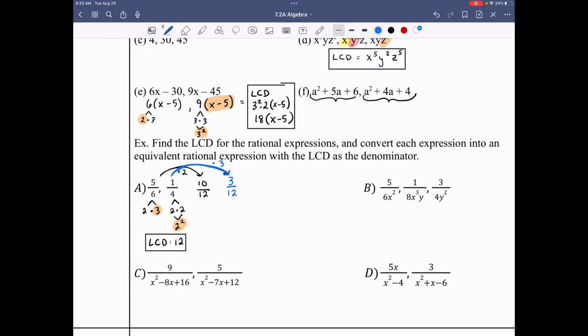Now these are not simplified, because if we simplified them, we would get what we had originally, but we're preparing to be able to add and subtract rational expressions. So we can't do that unless we have a common denominator.